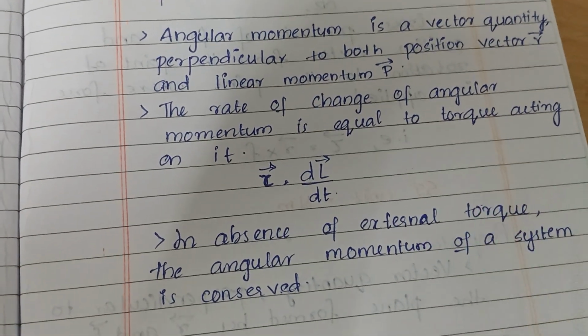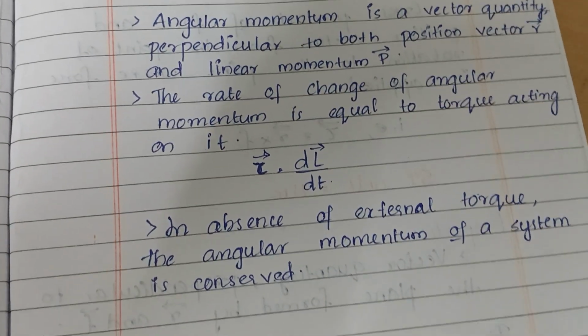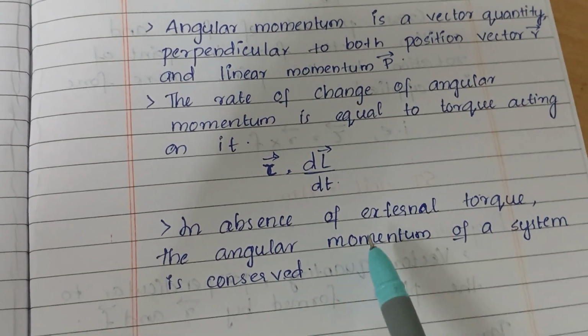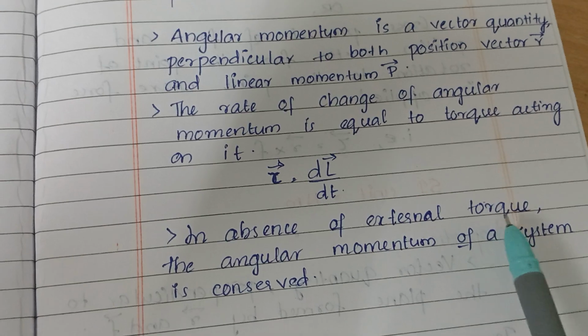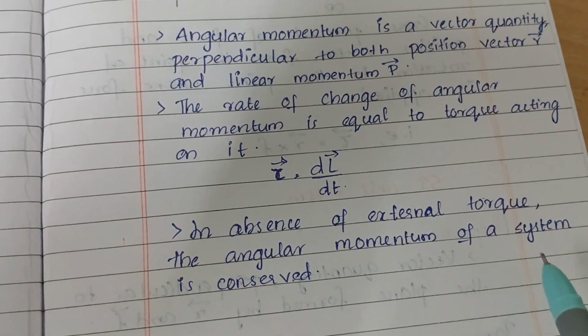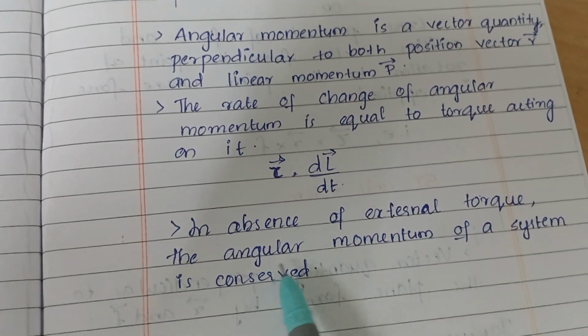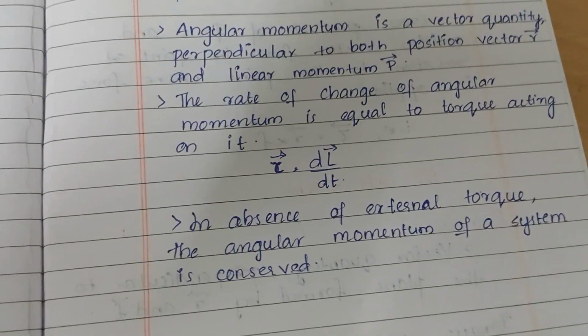In linear momentum, if there is no external force, the linear momentum of a system is conserved. Like that, in circular motion, torque is the force acting. So, in the absence of external torque, the angular momentum of a system is conserved.